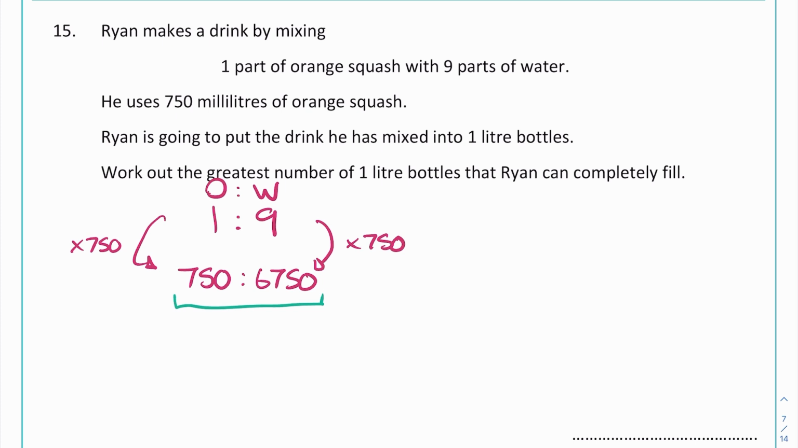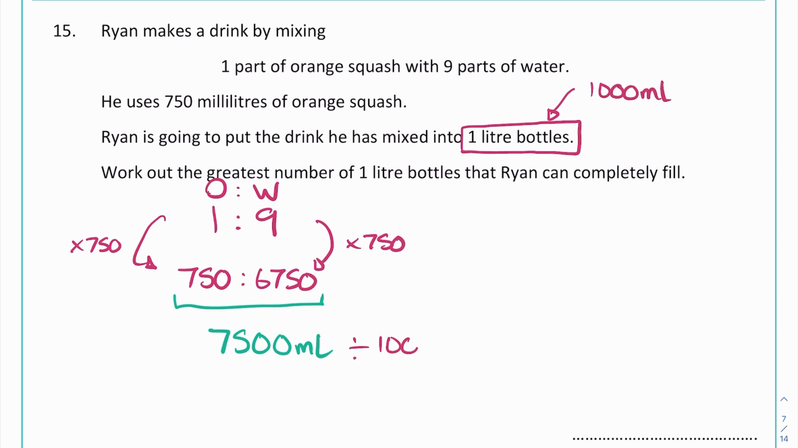And if we add those both together, that's going to tell us the total. So add 750 to that, and we get 7,500 millilitres. So that's how much drink that he actually has. He's only going to put it into 1 litre bottles though. We want to know how many he can completely fill. Now 1 litre is equal to 1,000 millilitres. So if we divide that by 1,000, we get 7.5 bottles.